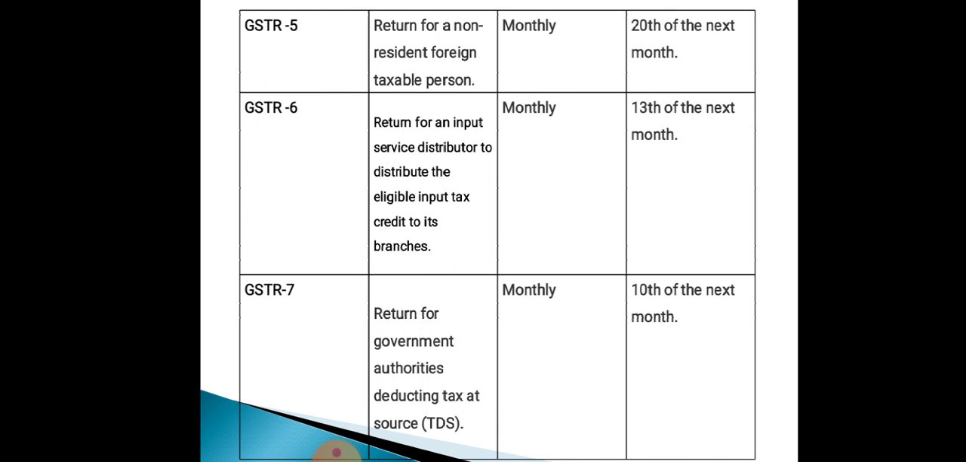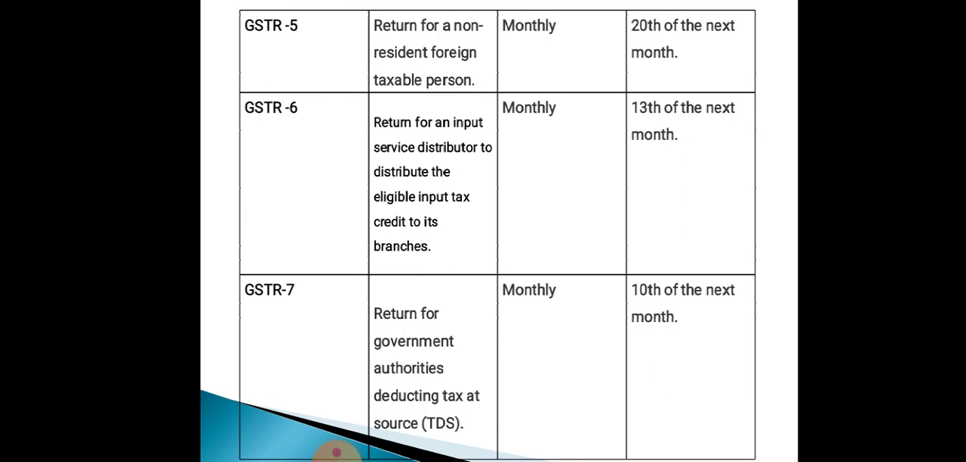Next, GST return 6. Return for an input services distributor to distribute the eligible input tax credit to its branches. GST return 6 is a monthly return to be filed by an input service distributor. It will contain details of input tax credit received and distributed by the input service distributor. It will further contain details of all documents issued for the distribution of input credit and the manner of distribution.